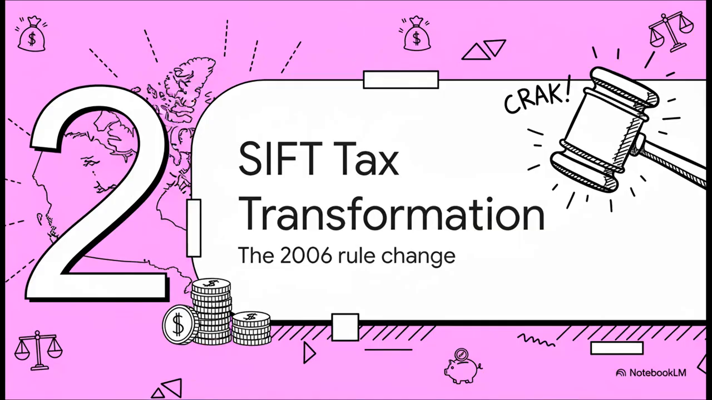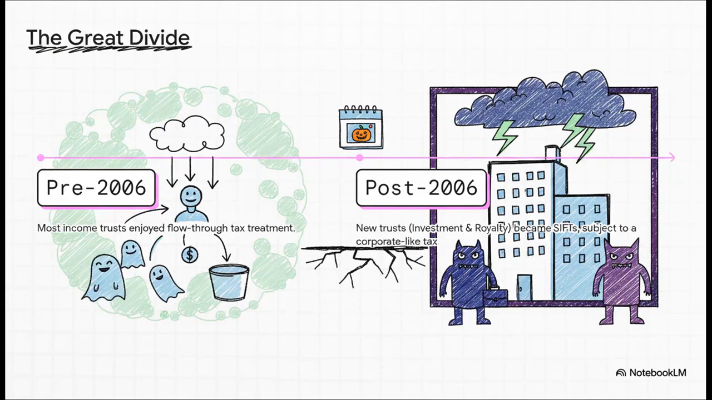But, as you might have guessed, this incredibly efficient system didn't fly under the radar forever. In 2006, the entire investment landscape was redrawn. The government brought in a whole new set of rules that took direct aim at the very tax advantages that made these income trusts so popular in the first place. And this timeline shows you the exact moment the music stopped. Before Halloween of 2006, pretty much all income trusts worked under that great flow-through model we just talked about. But for any new investment or royalty trusts created after that date, everything changed. They were pushed into a brand new category and hit with a completely different corporate-like tax regime.